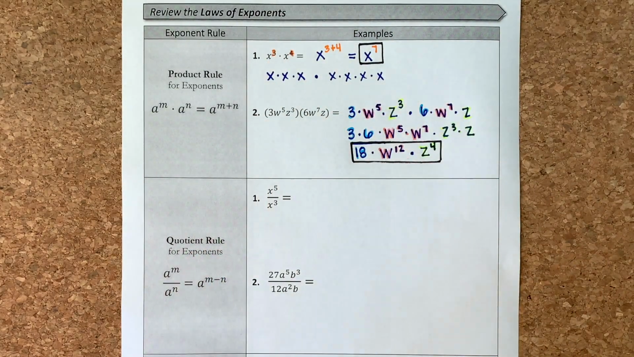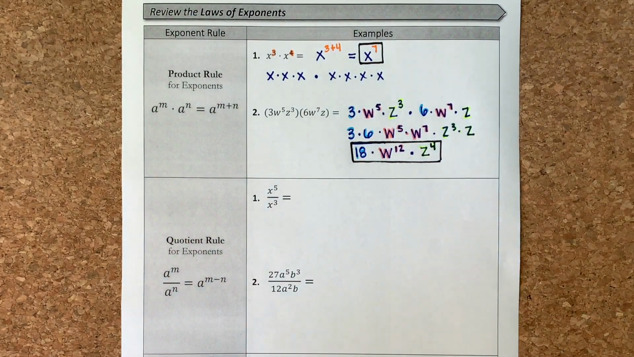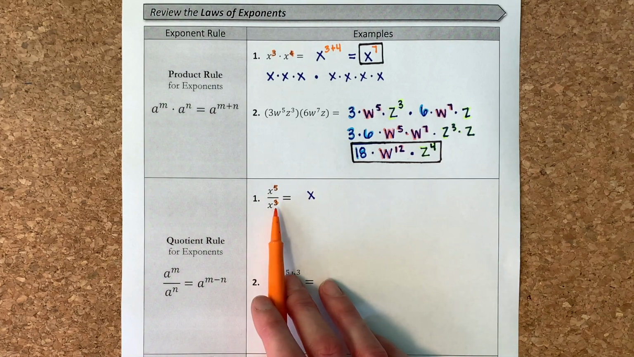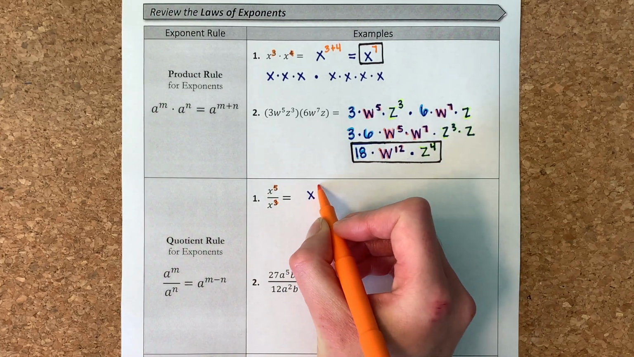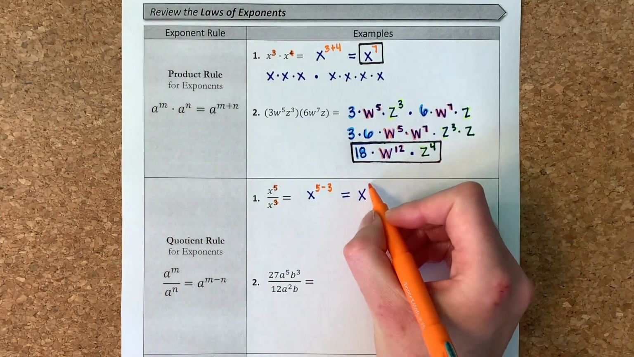Now let's review the quotient rule. The quotient rule says that when you're dividing two quantities with the same base, you keep the base, which is the x, and then to find the exponent here, we just take the exponent in the numerator minus the exponent in the denominator, 5 minus 3. And that will leave us with x squared.